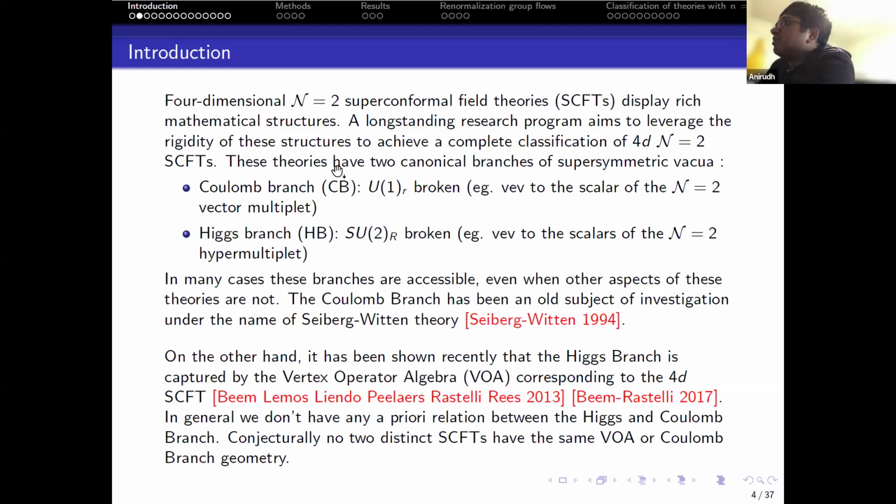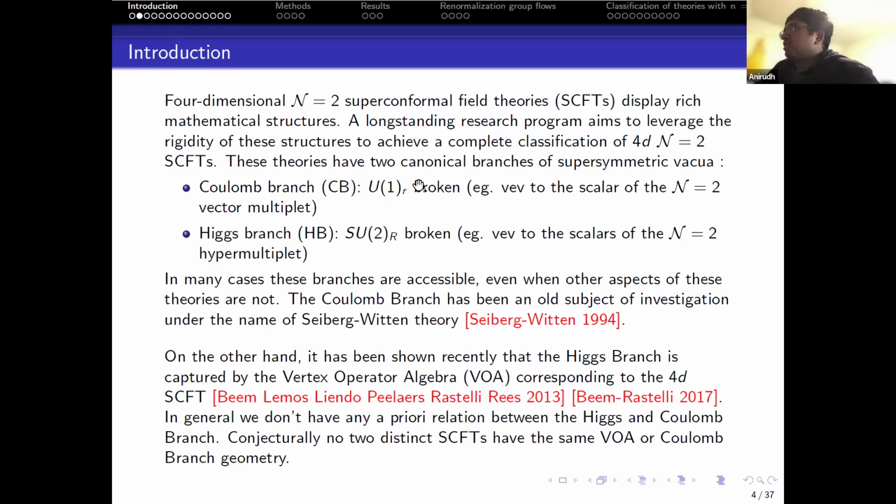Okay, so I guess in this meeting I don't have to say that 4D N=2 SCFTs display rich mathematical structure, and there are long-standing research programs which aim to leverage the rigidity of these structures to classify these SCFTs. One of them is being done by Philip, for rank 1 and rank 2 theories.